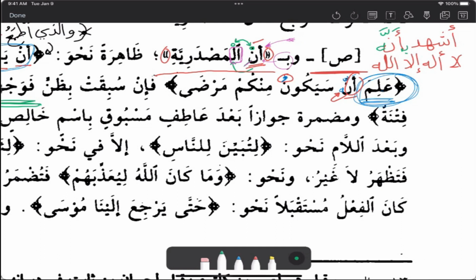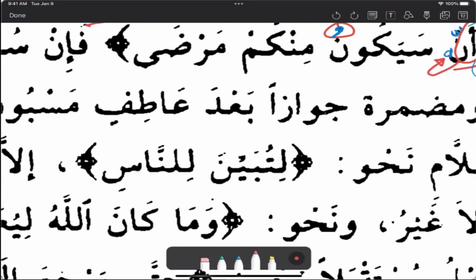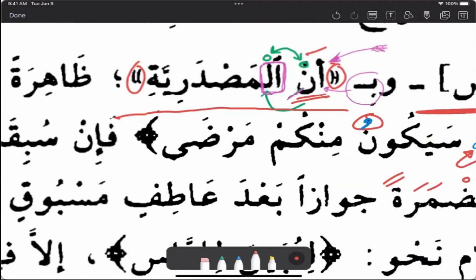Here he says, وَمُضْمَرَةً, and intended. مُضْمَرَة. It's intended and it's in the heart. It's in the damir. You know the heart? What do you call the heart in Arabic? Qalb.